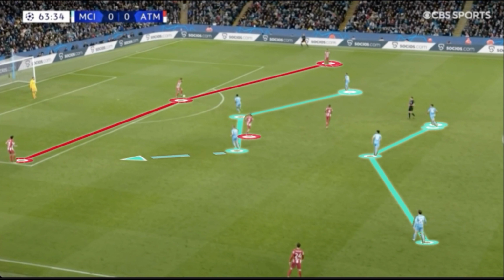But the security from the double pivot often secured the second ball for Atletico or prevented Manchester City from transitioning quickly and attacking forward effectively. And that's where we're going to wrap up the analysis.